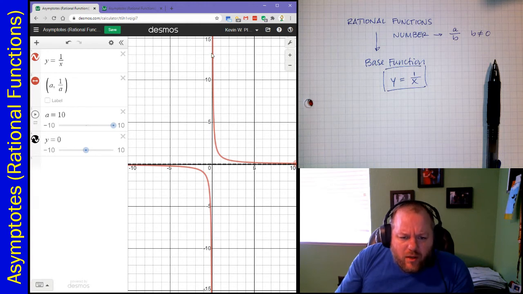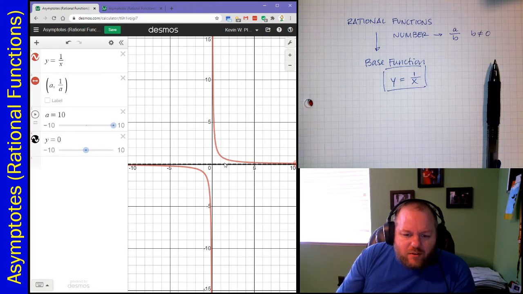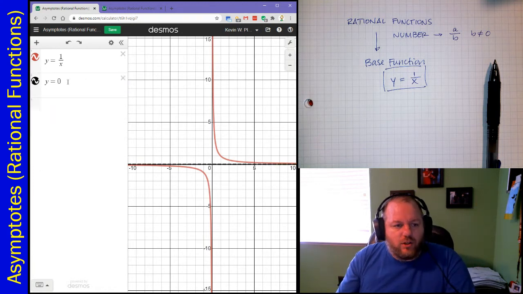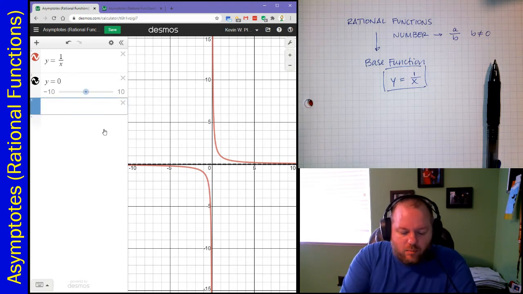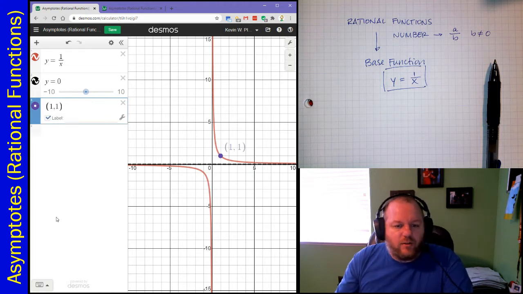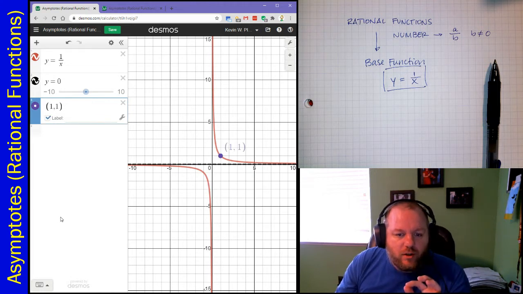Now, looking at this graph again, you'll notice that as we get closer and closer to 0, these numbers get bigger and bigger. Well, it's the opposite effect here. At 1, you've got a point here called (1, 1). That point is right there on that graph.